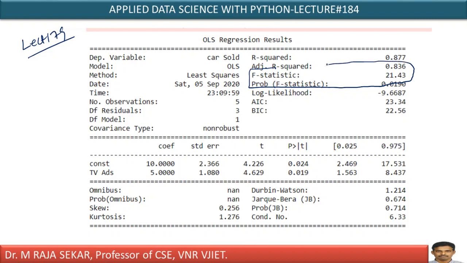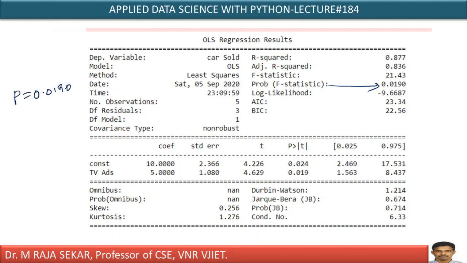What is my F statistic? I already discussed R squared, isn't it? What is your F statistic value, or what are you getting? 21.43. Yes, the F test. What is the F test p value? This is the F test p value. P equal to 0.0190. Reject H naught. Same rule.